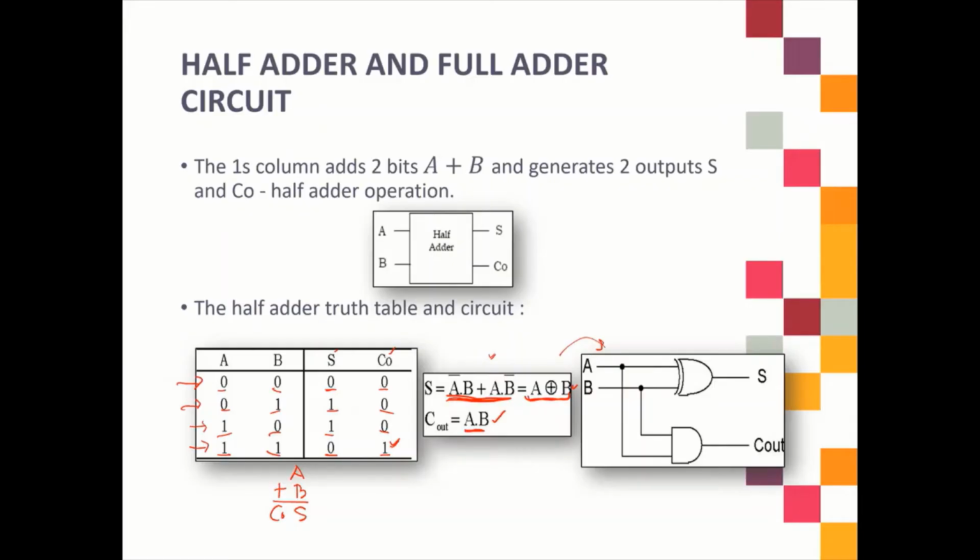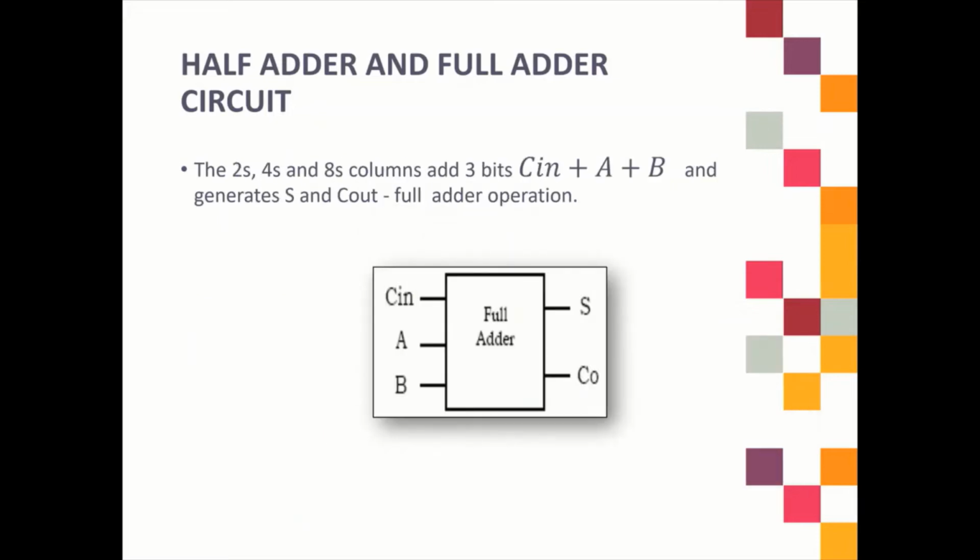Next, we go to the full adder circuit. When we add larger numbers or multiple bits, you cannot use a half adder, because a half adder only involves 2 bits, meaning 1 bit for A and 1 bit for B, only 1 bit for each variable. When we want to add more than 1 bit, you need to use another kind of circuit, which we call a full adder circuit.